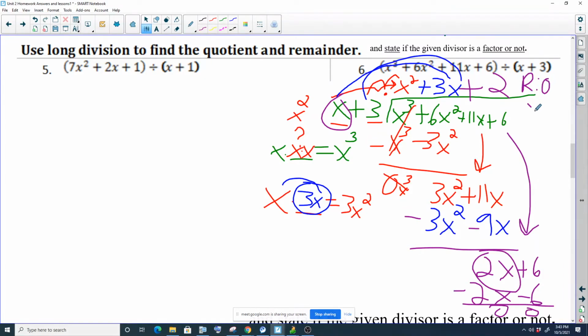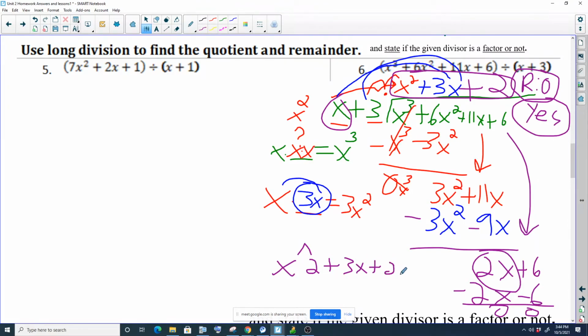And with our remainder of 0, that means yes, it's a factor because it divides into it evenly. So on Canvas, you're going to put 0 for the remainder, you're going to put yes, it is a factor. And you're going to put x squared plus 3x plus 2. And now don't forget, when you input that into Canvas, you're going to do x with that little caret symbol and then a 2. And then plus 3x and then plus a 2.